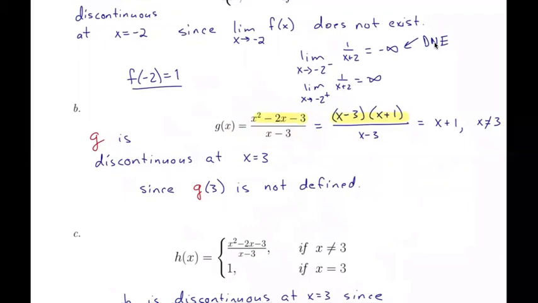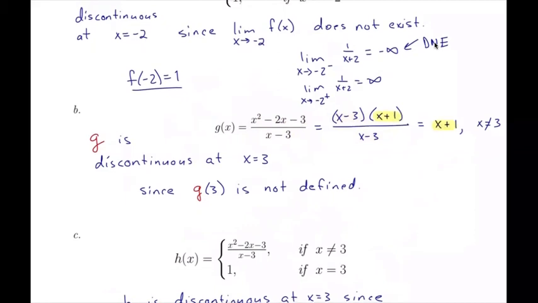But anyway, however you go about factoring, you should arrive at x minus 3 times x plus 1 as the factorization of that quadratic. We're dividing that numerator by x minus 3, and it turns out we have a common factor of x minus 3 in the numerator and denominator. So we can cancel that factor, and we end up with just an x plus 1 as our result.